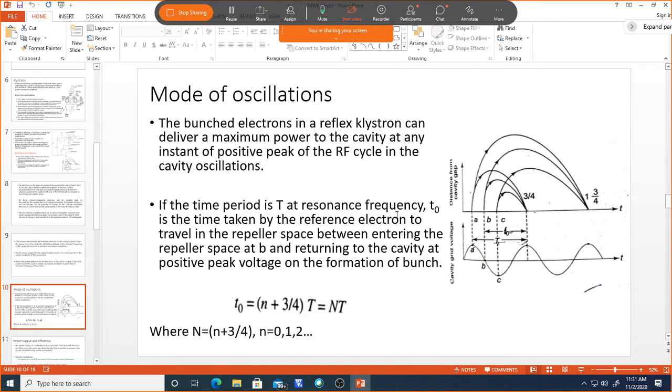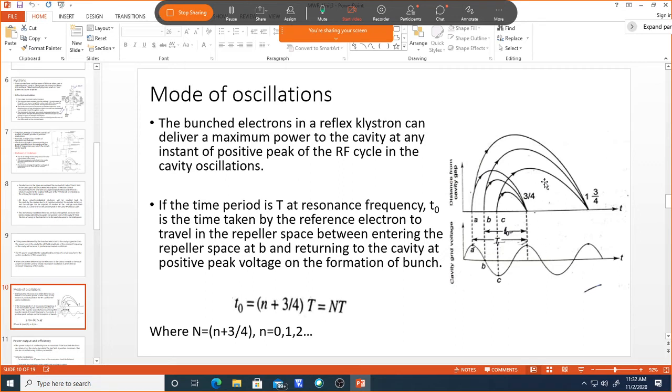And the modes of oscillation, as I said, each particular mode has some particular power, and by adjusting the repeller voltage, the different modes of oscillation can be produced. The bunched electrons in a reflex klystron can deliver maximum power to the cavity at any instant of the positive peak of the RF cycle. As I said, you can take any positive peak, and it will give the maximum power.